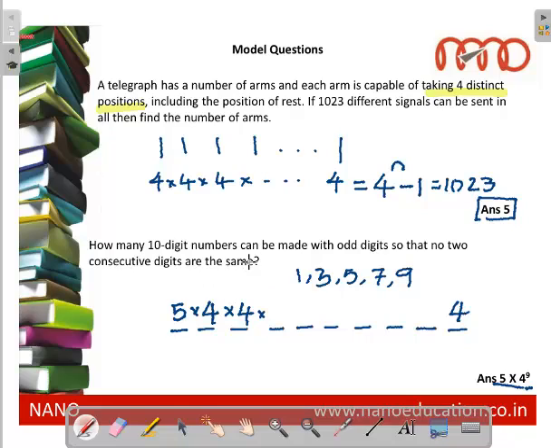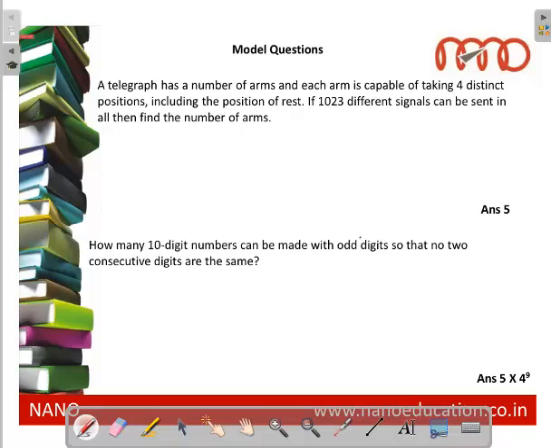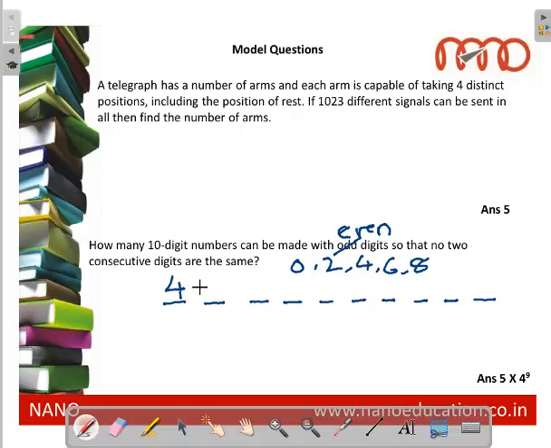Now had the question been 10-digit numbers which can be made with even digits. Let's change the question to even digits. Now what will be the change in the question? When we change odd digits to even digits, let us see if there is a change in the pattern of answering the question. First place, how many even digits will be there? 0, 2, 4, 6 and 8. 5 even digits. First place can be filled by any of 4 digits other than 0.